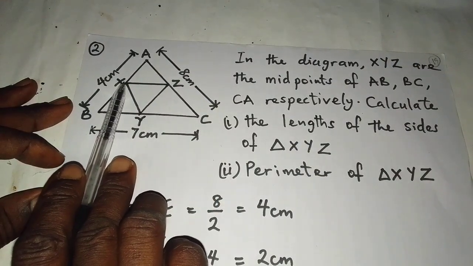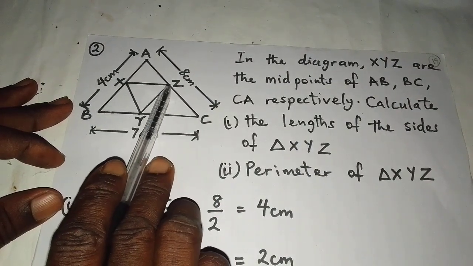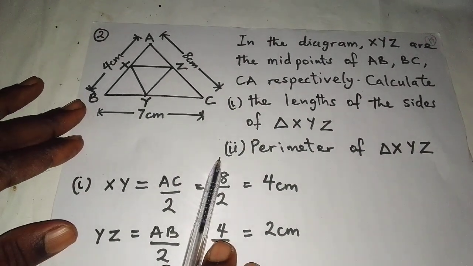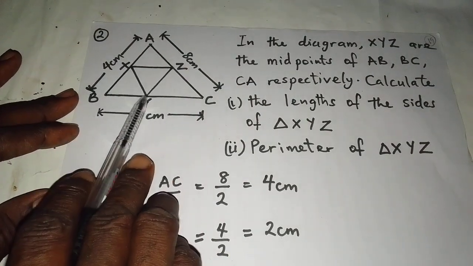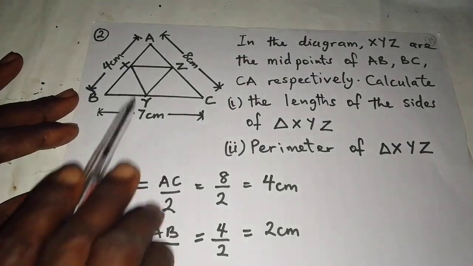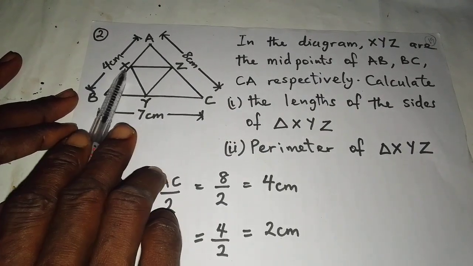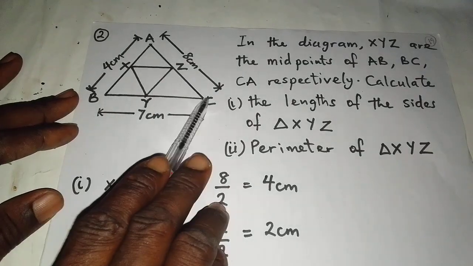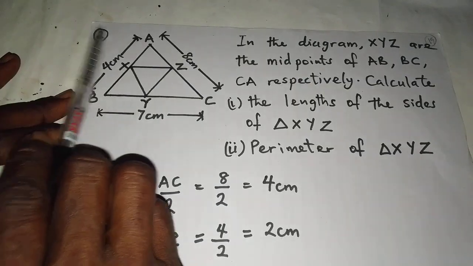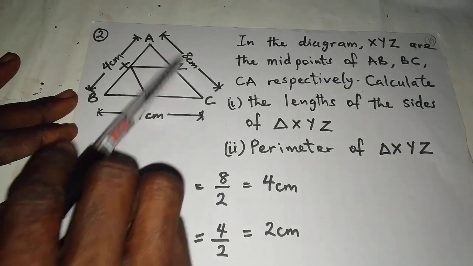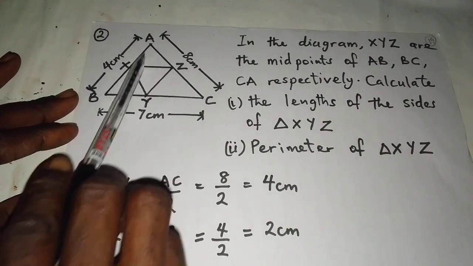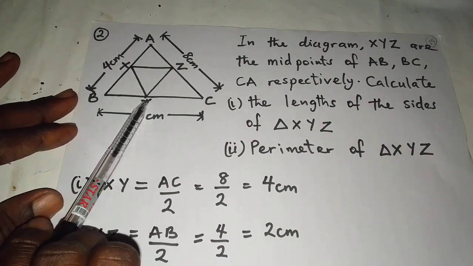So what are the lengths of XY, YZ, and ZX? Let's do it one after the other. Since we know that these points are the midpoints of each of the lines, XY will be a line parallel to AC, and also half of AC. So we divide AC by 2: 8 divided by 2 gives us 4 centimeters. So XY is 4 centimeters.